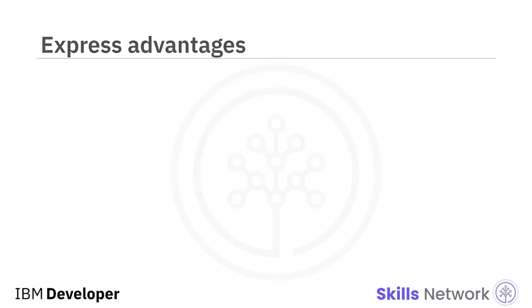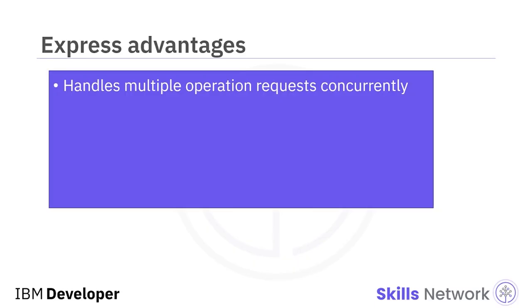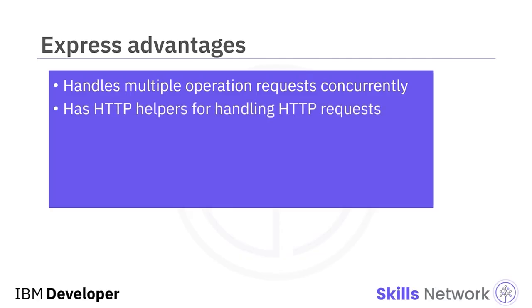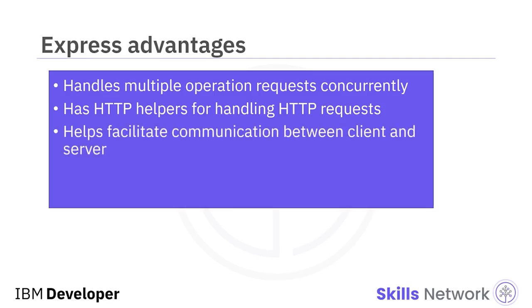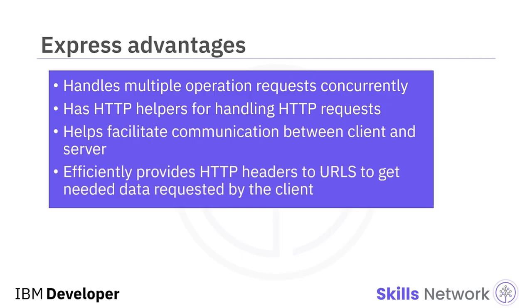Express delivers high performance because it handles multiple operation requests concurrently that are independent of each other with asynchronous programming. It has many HTTP helpers that make programs intelligible and reusable for handling HTTP requests. It has great content negotiation that helps the client and server to communicate by efficiently providing HTTP headers to URLs, fetching the exact data needed for the requesting client.